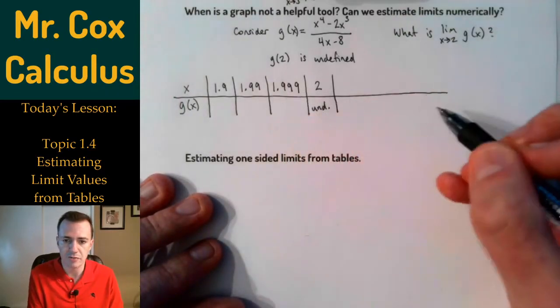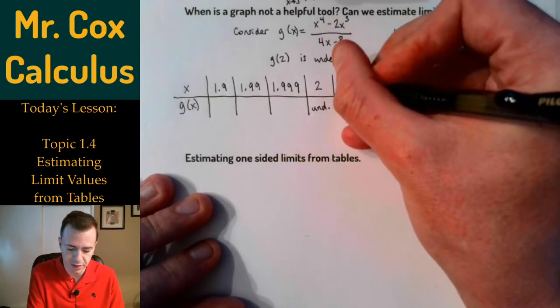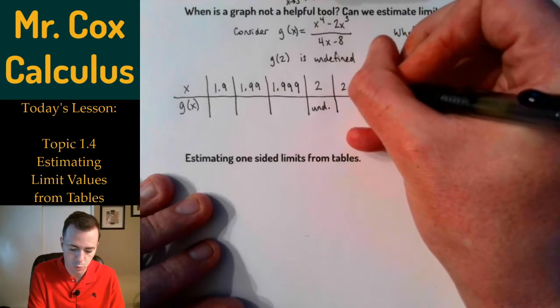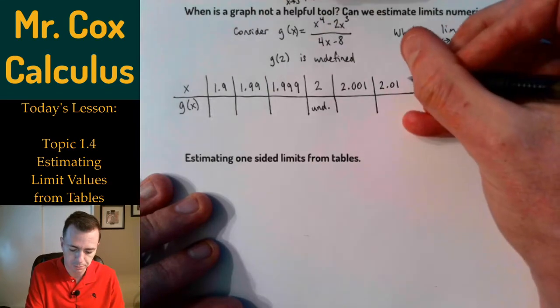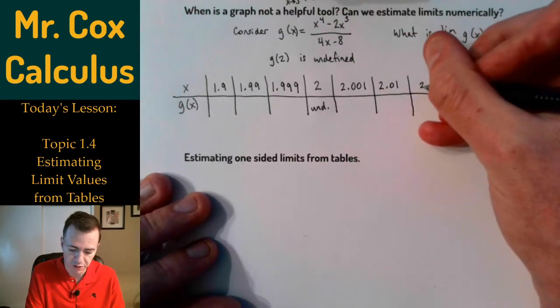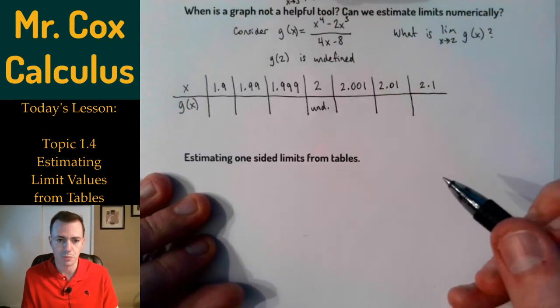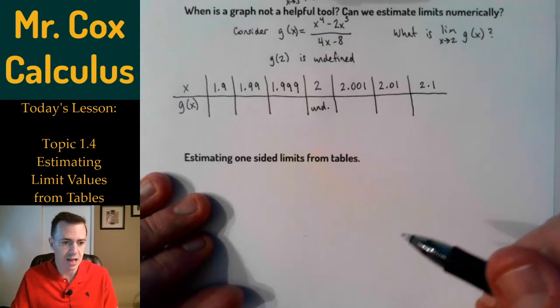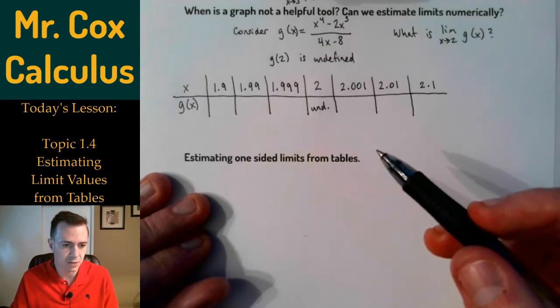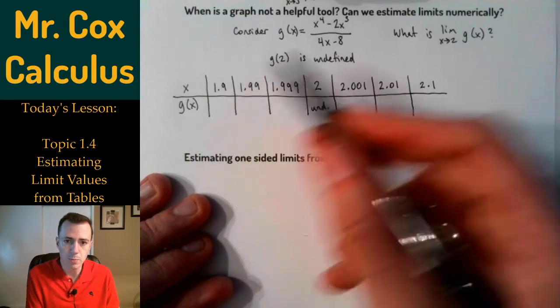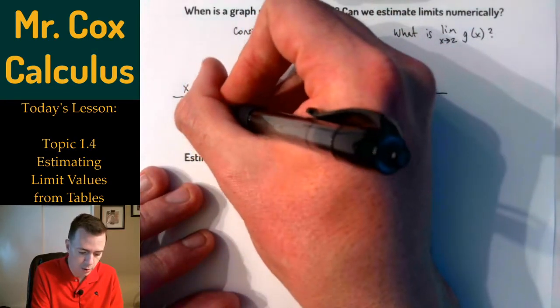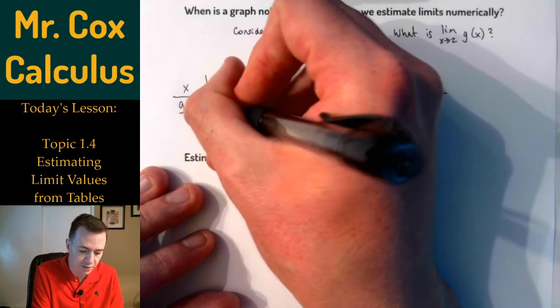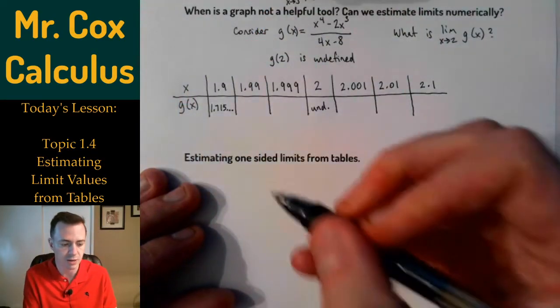And then I want to mirror these values. So let's look at 2.001, 2.01, and then we'll finish it off by looking at 2.1. I already have the values of these that I've typed into a calculator. So if I substitute 1.9 in, I get 1.715, and these all have decimals that repeat for a while.